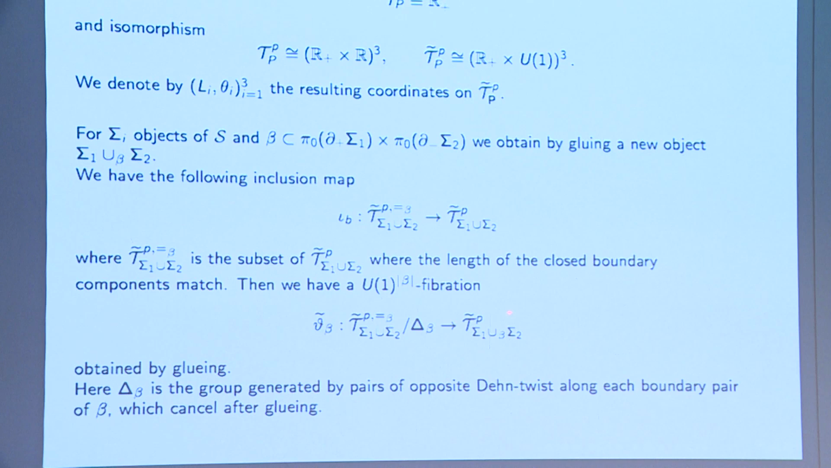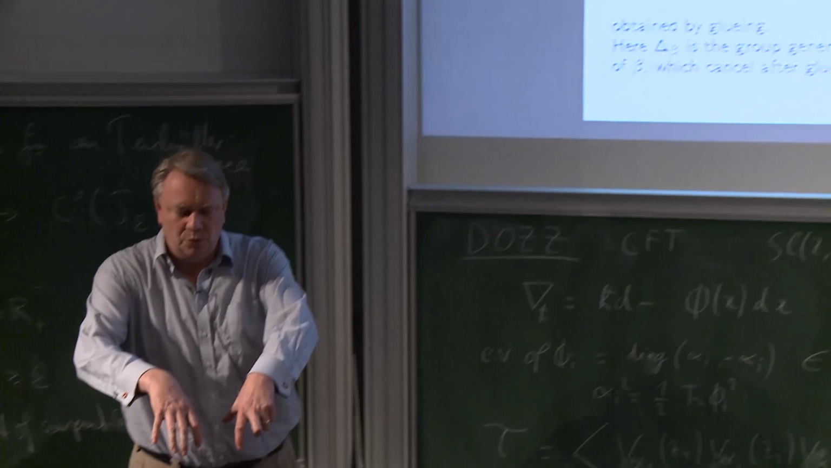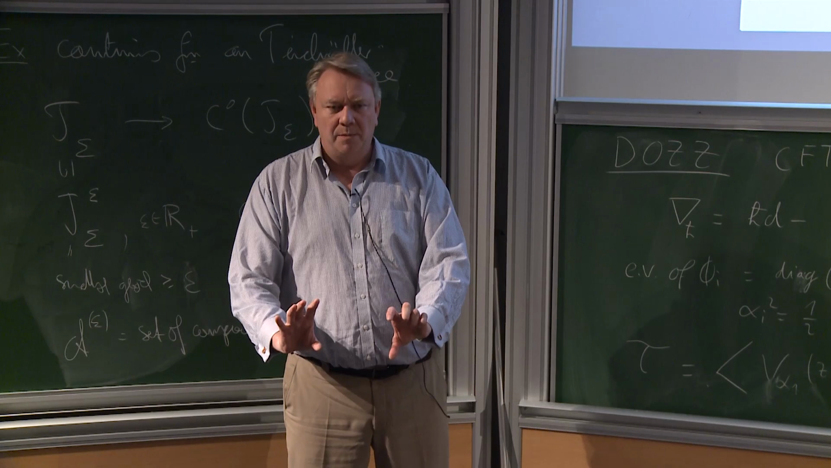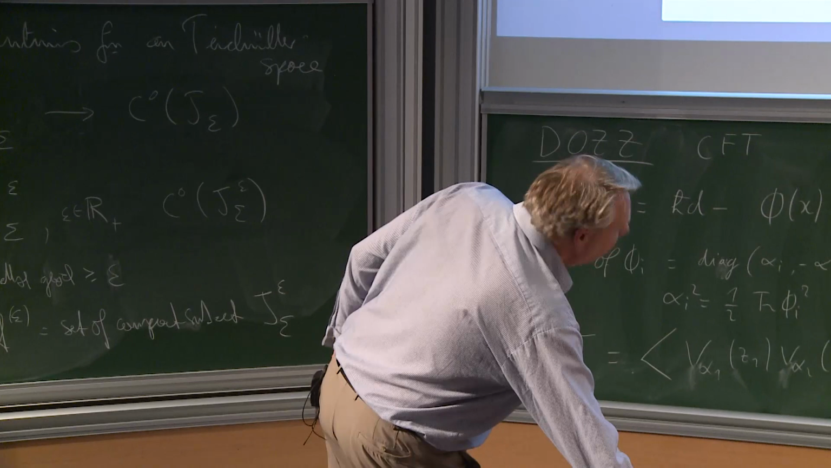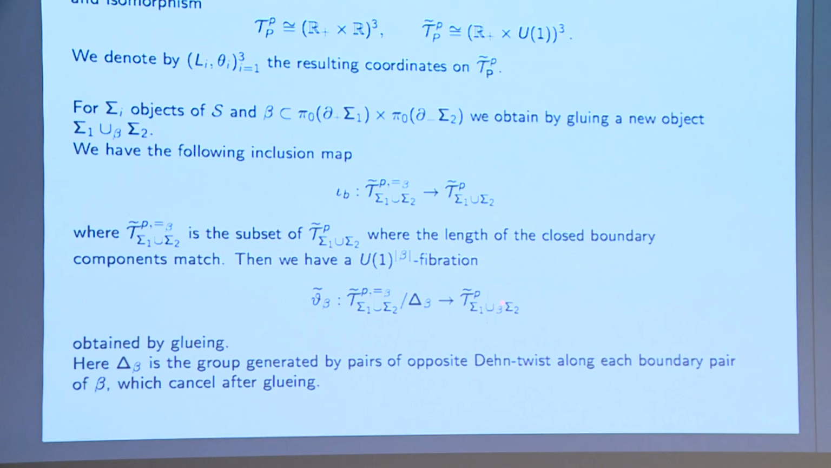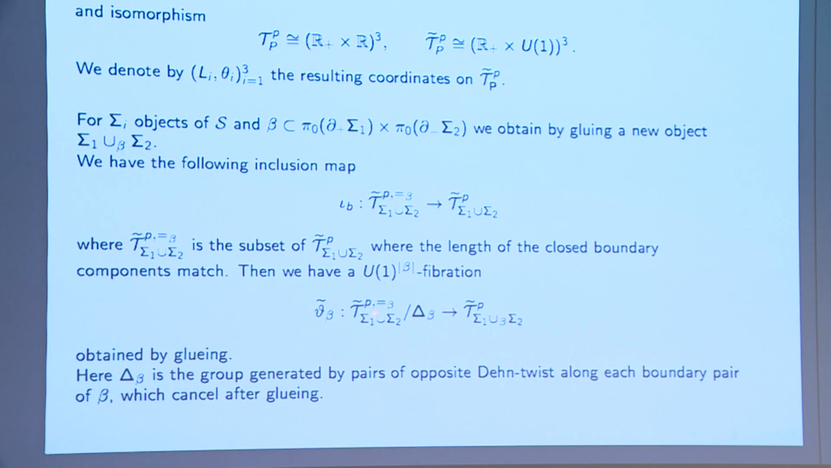And the point is that this will realize this space where I divide by, if you have such a curve that you're gluing, if you do a Dehn twist on one side and the inverse Dehn twist on the other side, before gluing this really matters, but after gluing it doesn't. Because the two are, of course, isotopic to the identity after you glued. So you can divide that group action out. It won't change the image over here. And then what you're left with is, again, a torus bundle over this guy here: a copy of the circle for every pair of boundary components you glue.